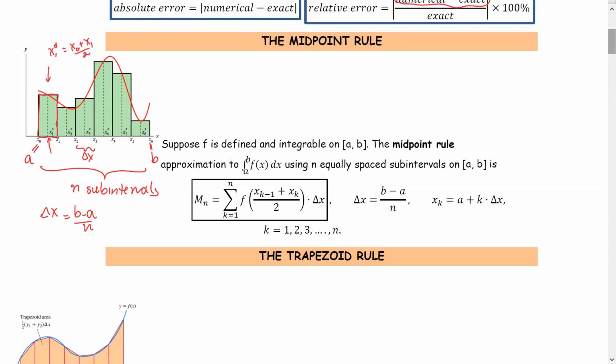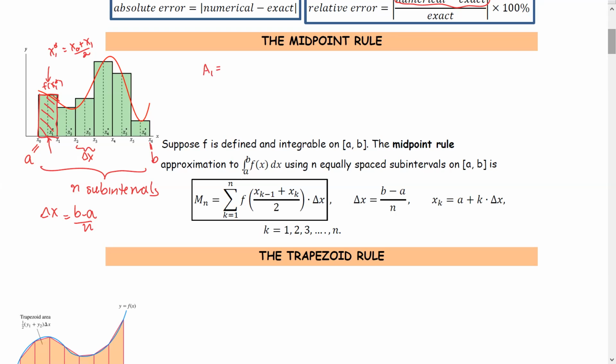Form the rectangle. The height of this rectangle is the function at x1 star. The area of this rectangle is the length times the width. And with n subintervals, we have n rectangles. And we form the area by using the sum of all the subinterval rectangles.